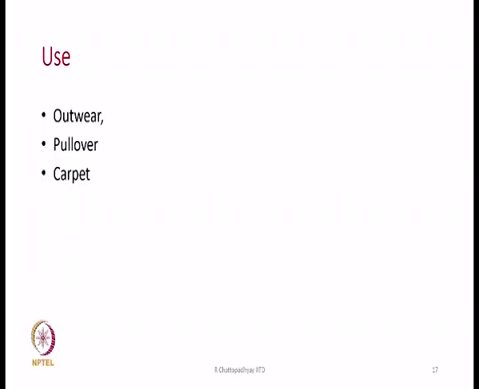So, self twist spinning ultimately gives us a plied yarn. We are not producing a single yarn, you have to keep in mind that in the rest of the spinning technologies we are producing single yarn. We can produce single yarn, though there is the possibility of producing plied yarn also in other technologies, but the option is there, but here there is no option to produce single yarn. We have to produce a plied yarn.